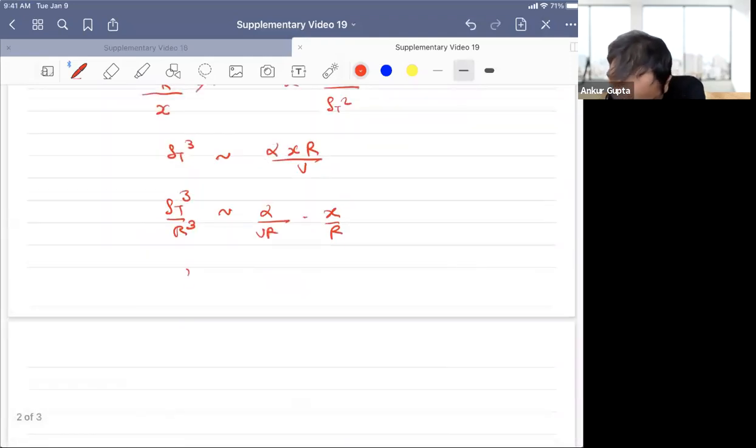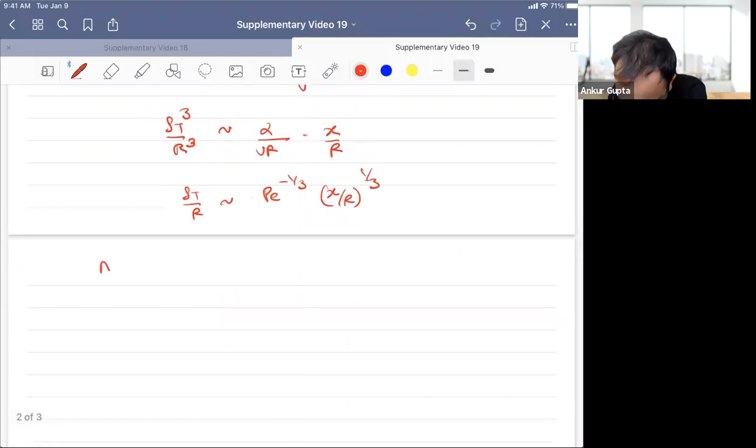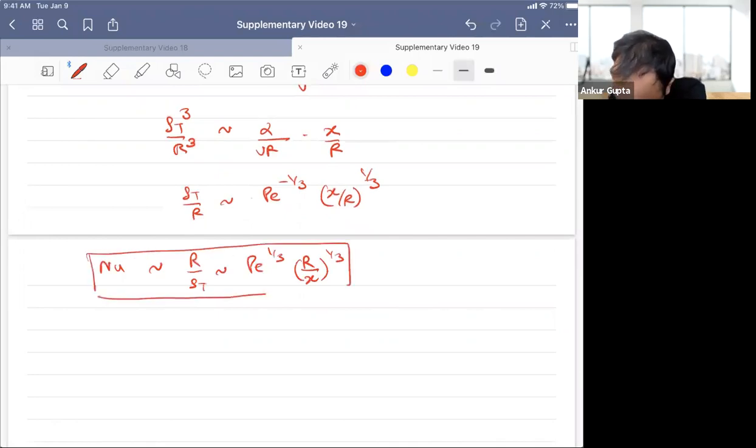So finally, we get delta T by R as Peclet to the power minus 1/3 and X by R to the power 1/3. And finally, the Nusselt number thus will scale as Peclet to the power 1/3. Just to clarify, the Nusselt number scales as R by delta T, Peclet to the power 1/3, and R by X to the power 1/3. I've just reversed the X by R. So this is what you get. And you can verify the exact solution looks exactly the same with just a coefficient in front of it.